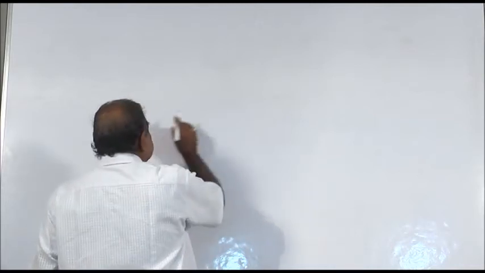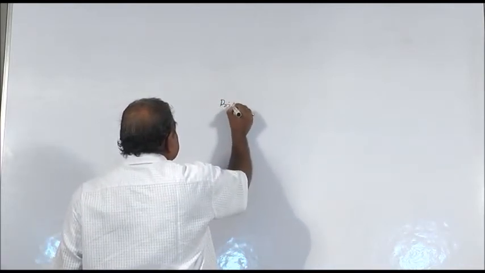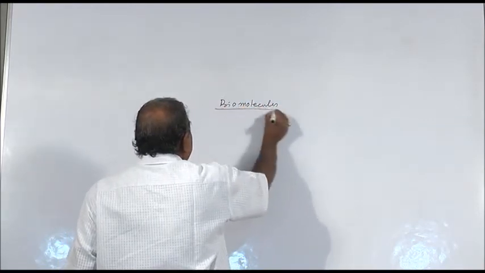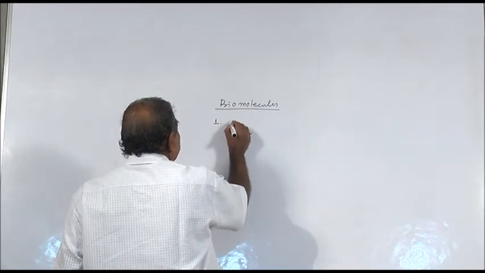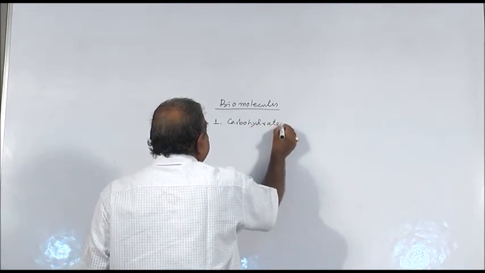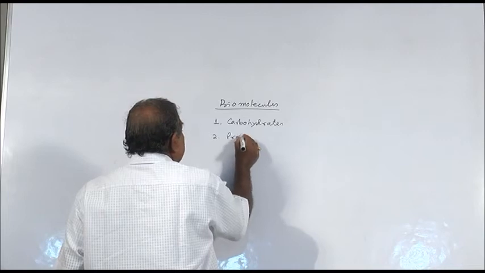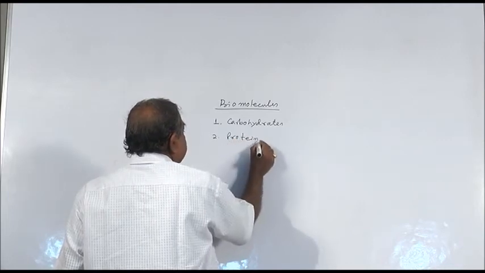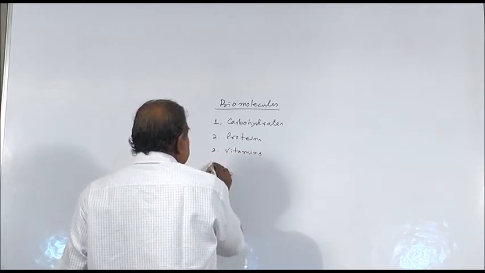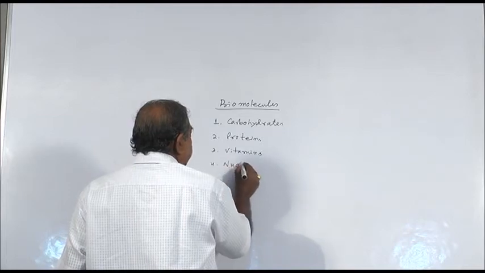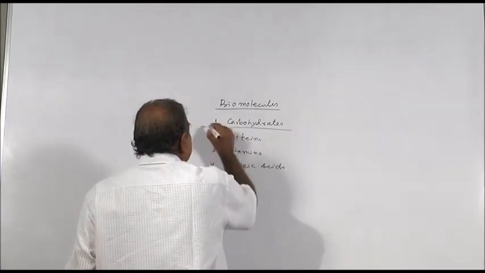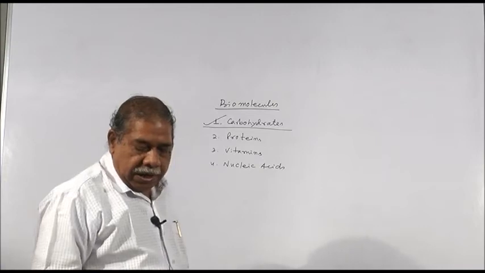In my previous class, we started discussing biomolecules. As I have told you, there are four components of it. One is carbohydrates, second is proteins, third is your vitamins, fourth is nucleic acids. In my previous class, we discussed carbohydrates.